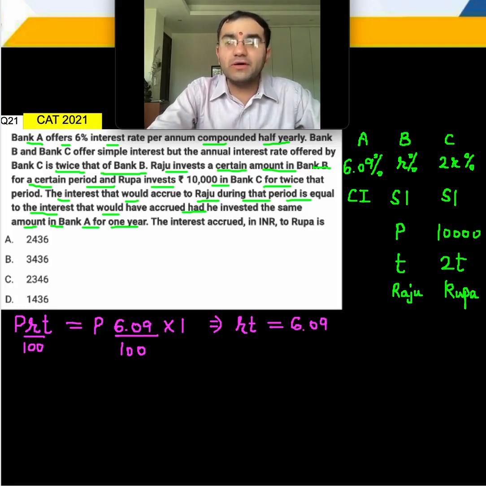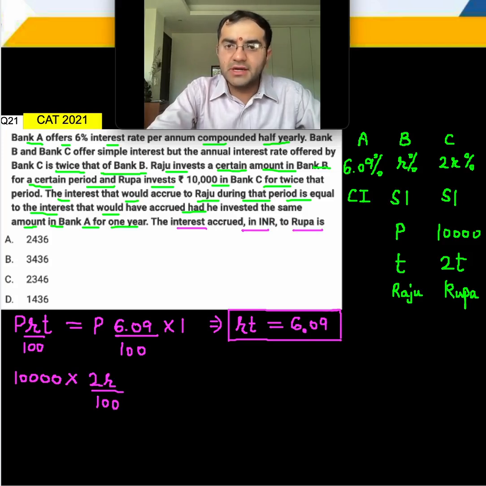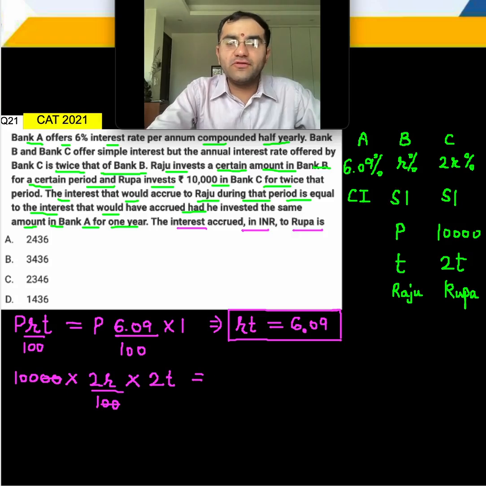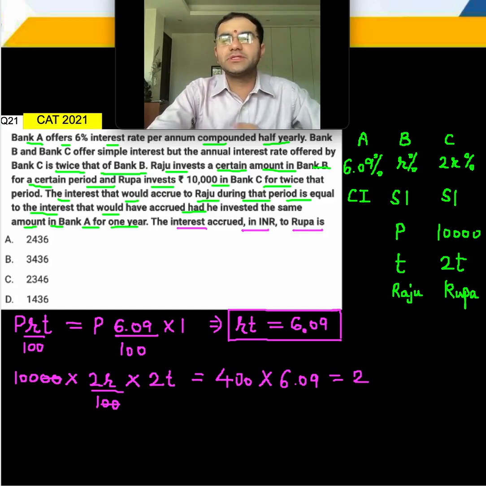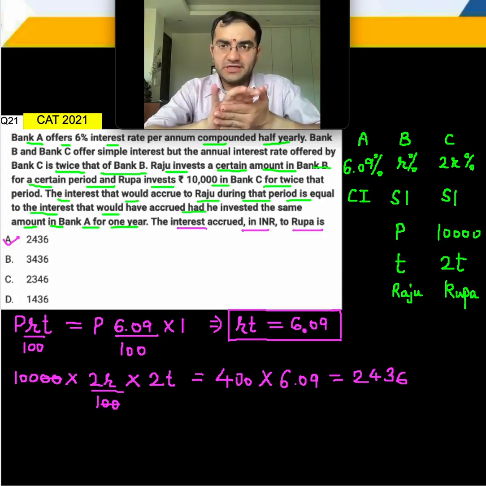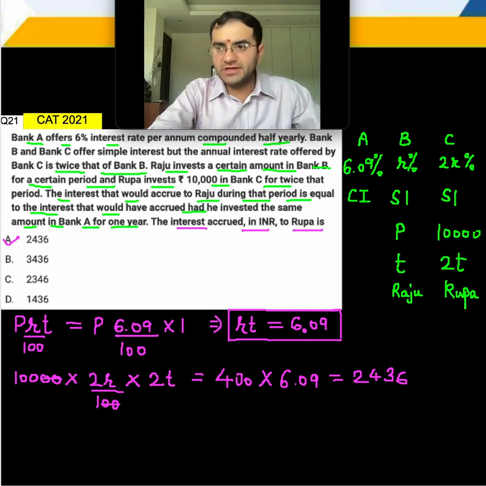Interest accrued to Rupa would be, so Rupa का आएगा आपका 10,000 rupees, simple interest पे है, rate 2R%, time 2T. Zeros get cancelled. 100 into 4, 400 RT आ जाएगा. RT is 6.09. That's 400 into 6.09. That's 2436 rupees, and that is answer option number A. Very tough, compounded, half yearly, lot of data, comprehension, solving. This was something worth leaving.